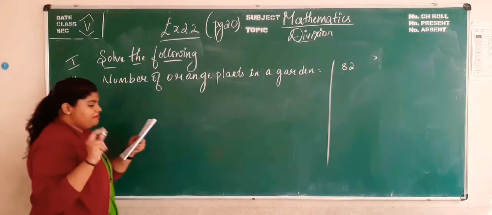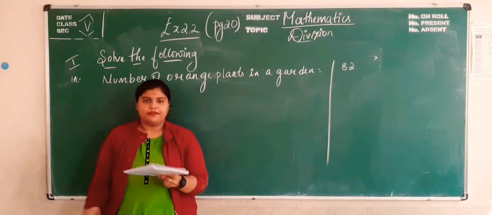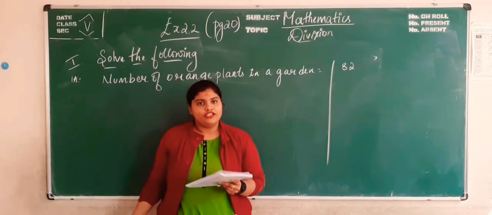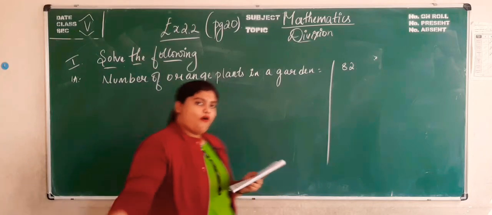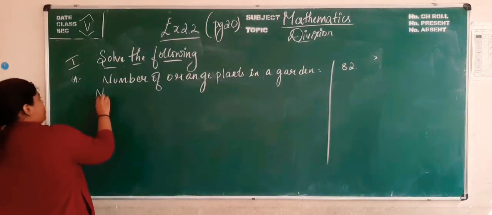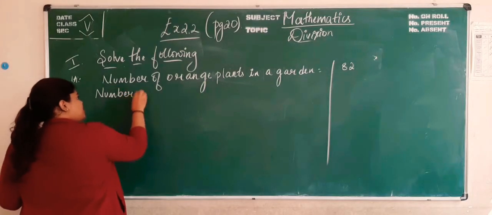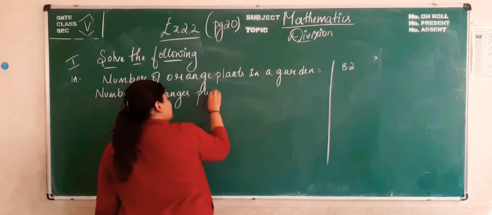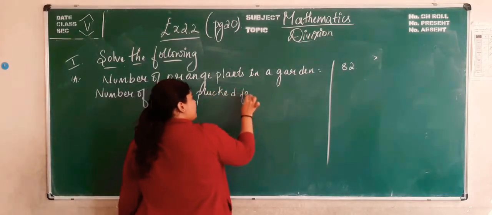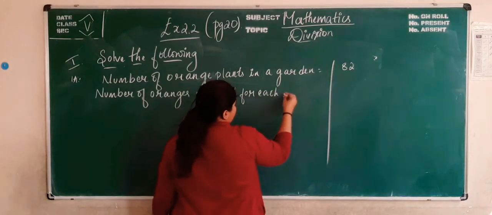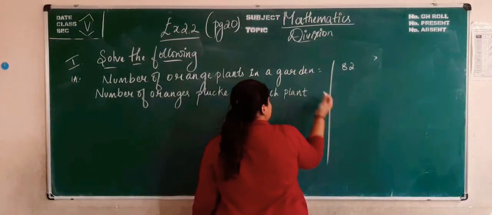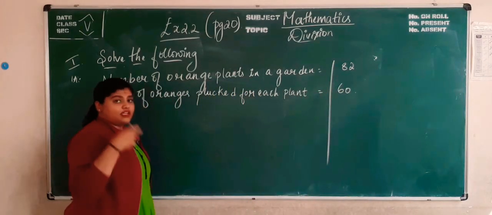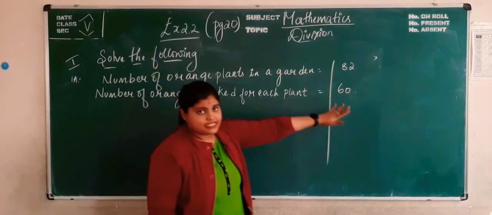Next statement. A farmer plucks 60 oranges from each plant. What should be the statement? Yes, number of oranges plucked from each orange plant. Number of oranges plucked from each plant. Each plant means from one plant is equal to 60. So there were 82 plants, out of which from each plant he has plucked 60 oranges.